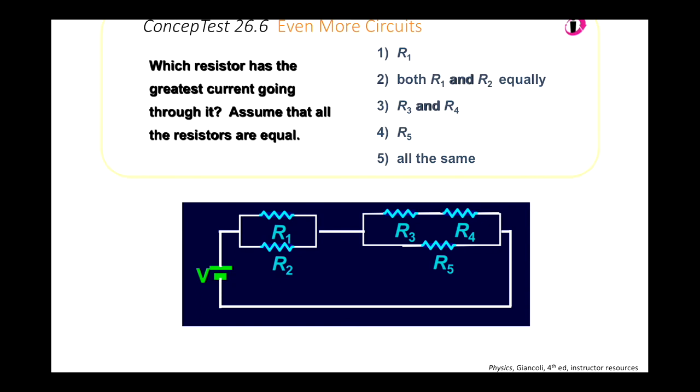So let's see. If R1 and R2, all these resistors are equal, once we get to that first branch, the current should split equally. So they get the same amount of current. But once we get to the second branching, after the currents come back together, there's more resistance at the top than there is at the bottom, which means more current will pass through the bottom, which means there's going to be more current through R5 than any of the other resistors. Good job. Although I like the other answer better.